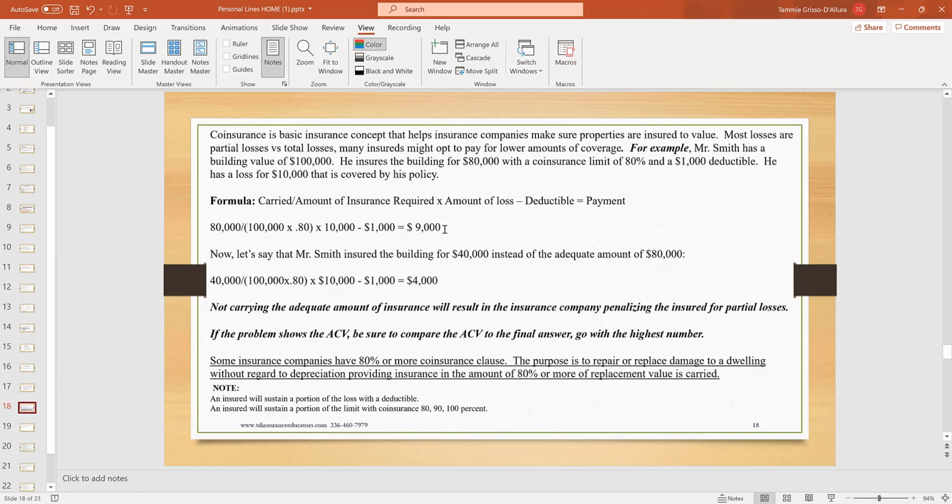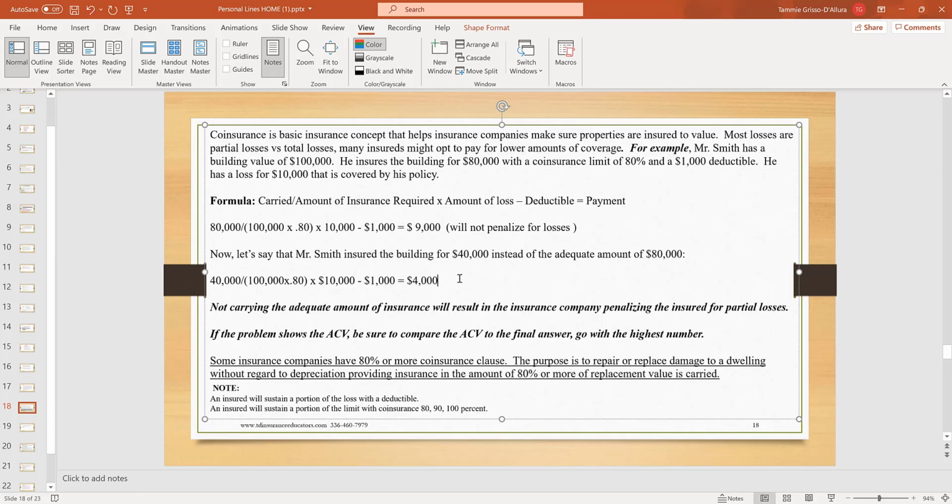He is what they call adequately insured. So he will not be penalized for losses. All right. He will not be penalized for any type of losses. Now, let's say that Mr. Smith insured the building for $40,000 instead of the adequate amount of $80,000. Well, we can already tell he's underinsured. So he insured it for $40,000. And if you divide that by 80,000, that's only 50% that's going to be paid for that loss, minus his deductible is going to be $4,000.